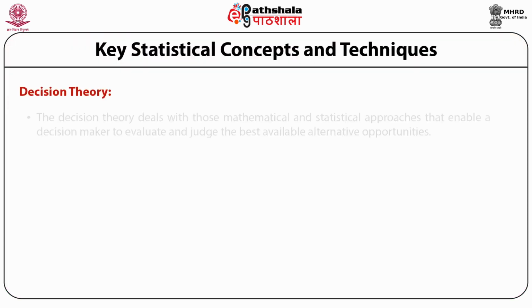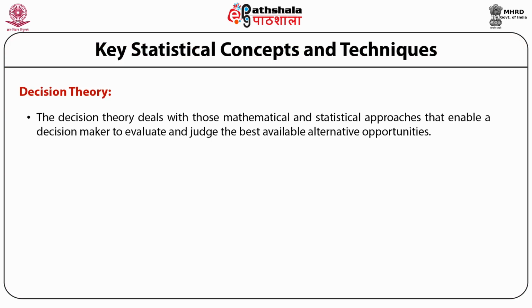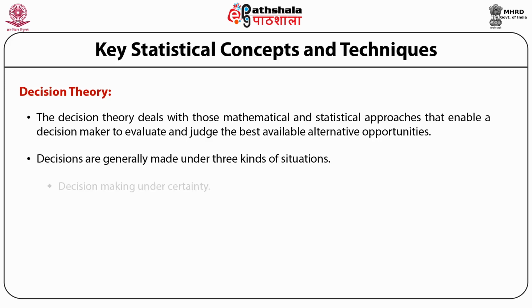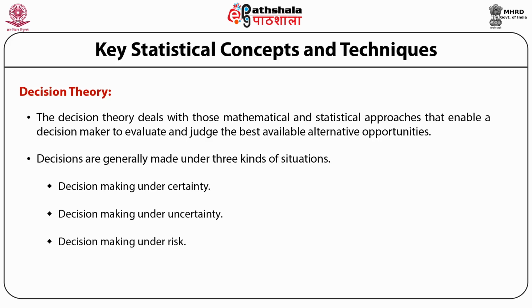Decision theory. Decision theory deals with those mathematical and statistical approaches that enable a decision maker to evaluate and judge the best available alternative opportunity. Decisions are generally made under three kinds of conditions or situations, that is, number 1, decision making under certainty, number 2, decision making under uncertainty, number 3, decision making under risk.